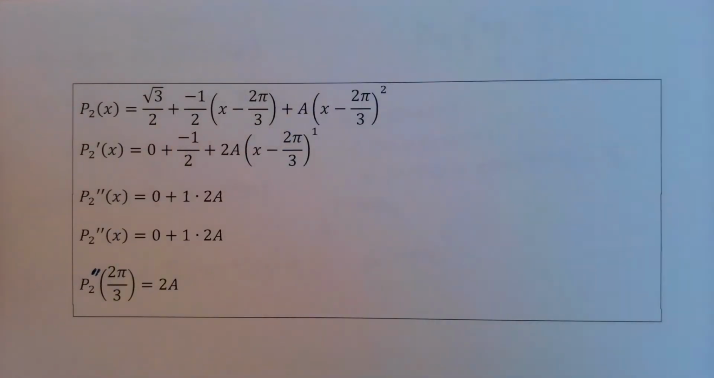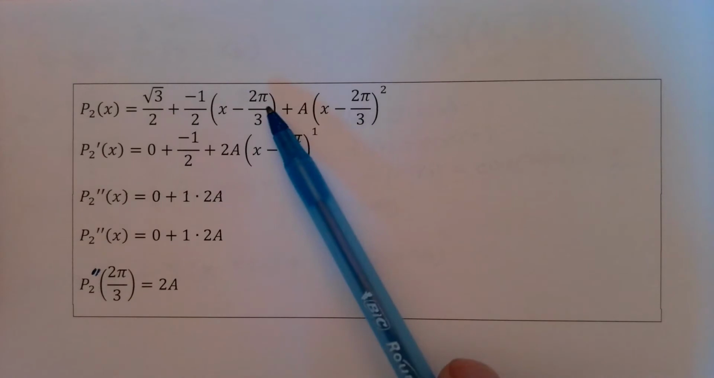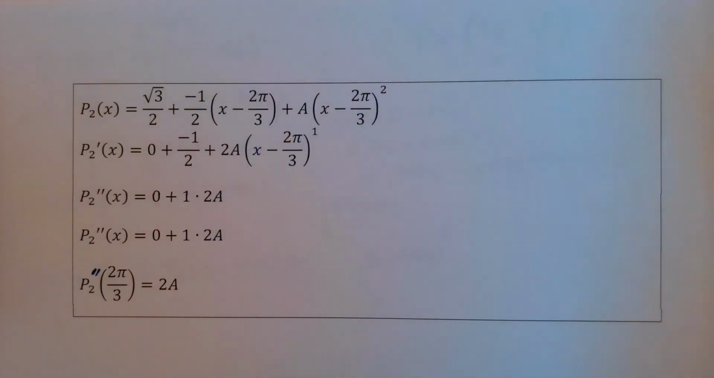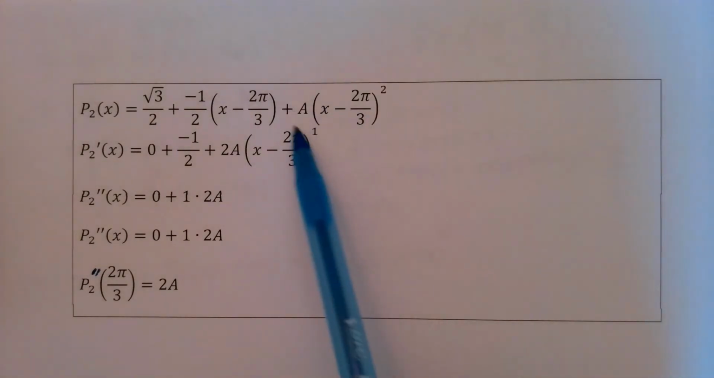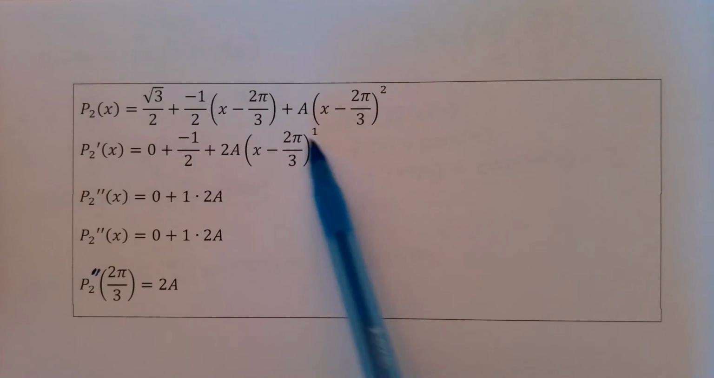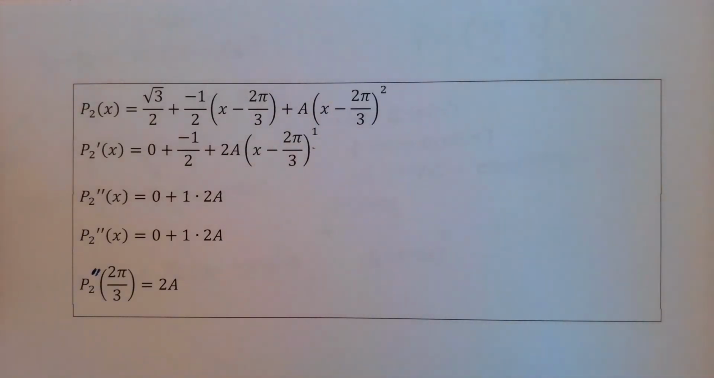Okay, let's take the derivative. The derivative of this constant is 0. The derivative of this linear term is 1 times the multiplied constant negative 1/2. So you just get negative 1/2. The derivative of this second degree term is 2 times A times this binomial to the first power. And you're done with the first derivative.